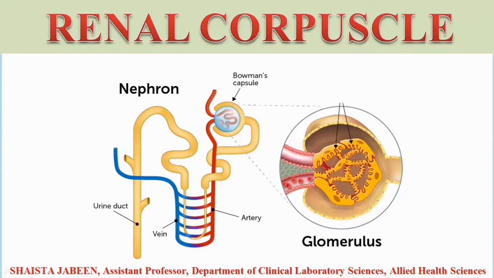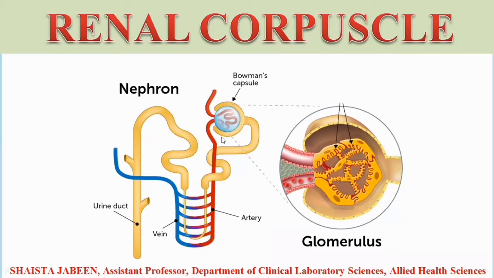So nephron structure is composed of two parts. The first part is the renal corpuscle, which is the first part of the nephron. So we divide the nephron structure into two parts. The first is the renal corpuscle. The renal corpuscle is composed of the Bowman's capsule and the glomerulus, and the remaining part is the tubular portion. So two parts, one is the renal corpuscle and the other is the tubular portion.